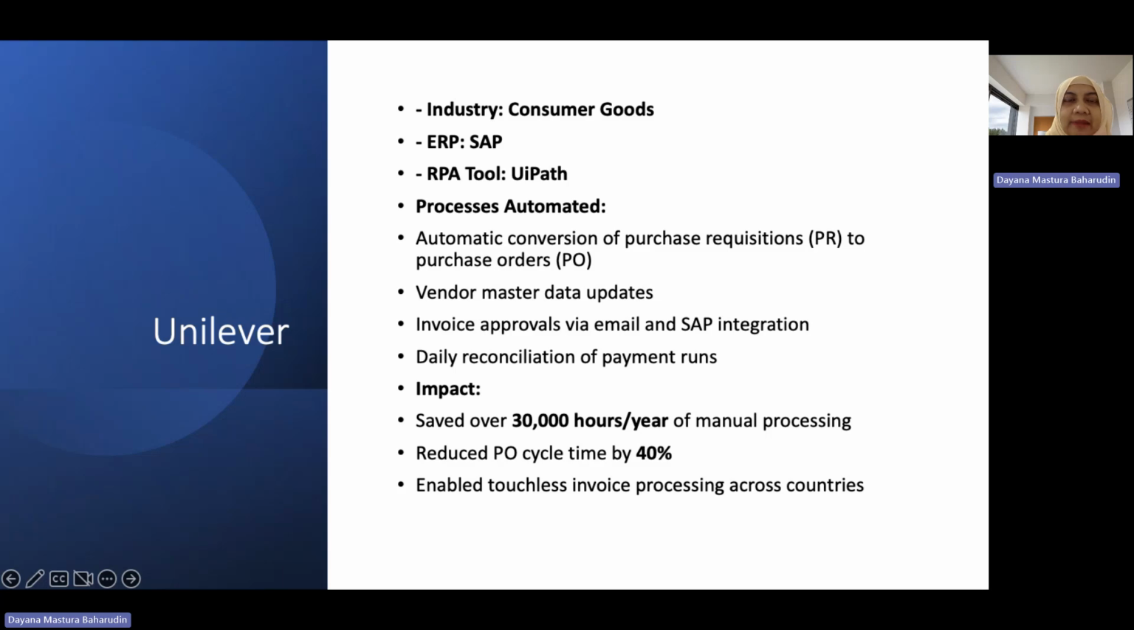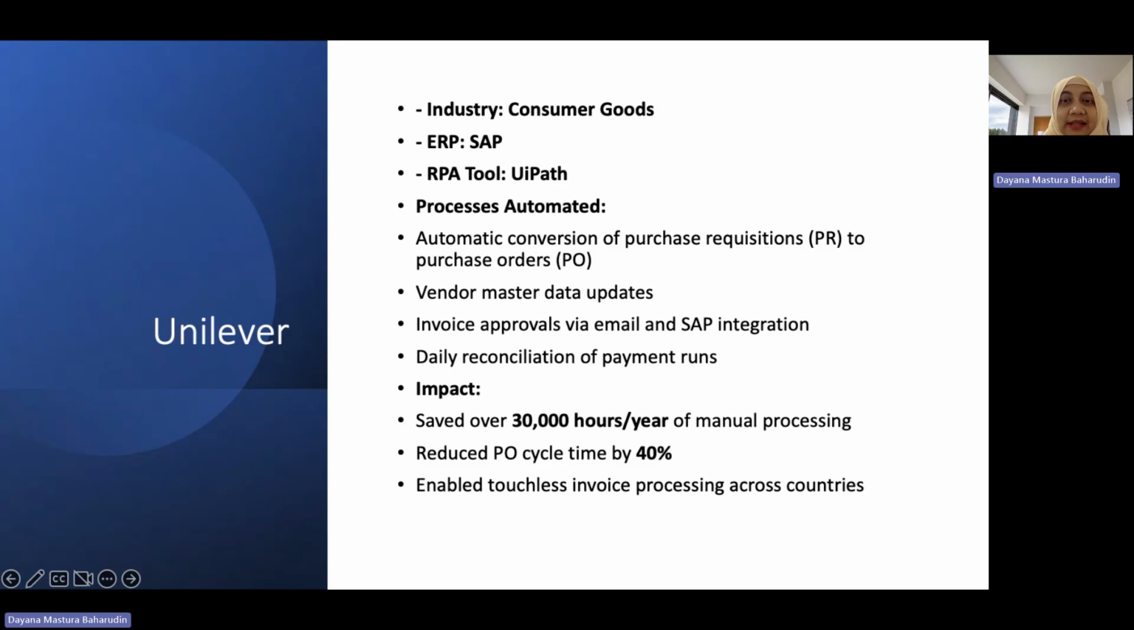Okay. Unilever, next, is in the consumer goods industry. ERP is SAP, RPA tool, UiPath. Yeah, I was right, UiPath. I didn't say UX path, right? So UiPath. Process automated: automatic conversion of purchase requisition to purchase orders. Amazing. Vendor master data updates, invoice approvals via email and SAP integration. Daily reconciliation of payment runs.